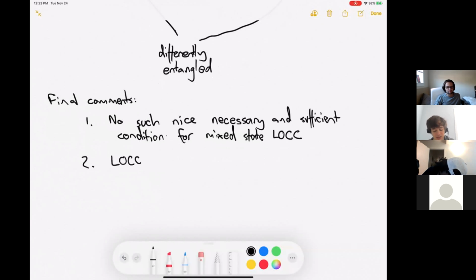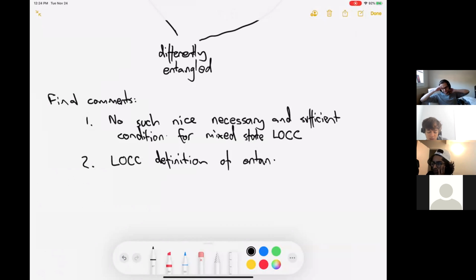This LOCC definition of entanglement very easily generalizes to the case where you don't just have Alice and Bob, you have more labs, you have 3 or 4 or 5 labs. This is called multipartite entanglement.